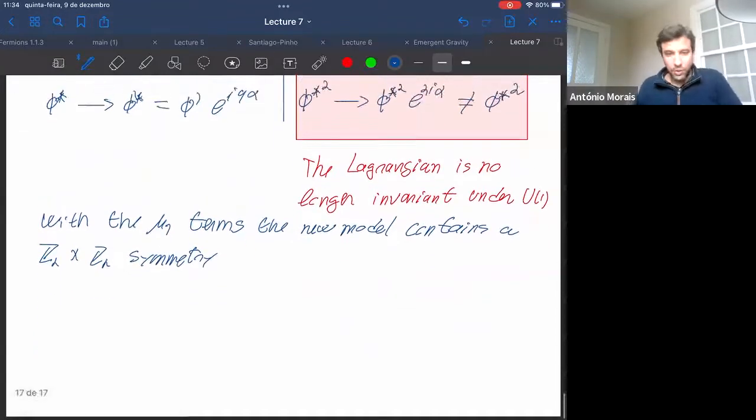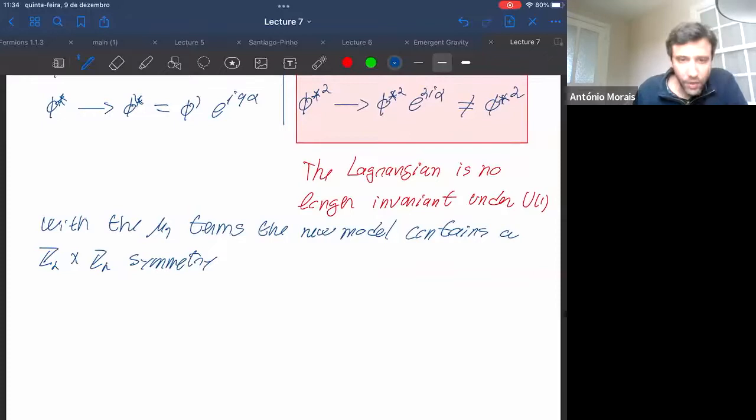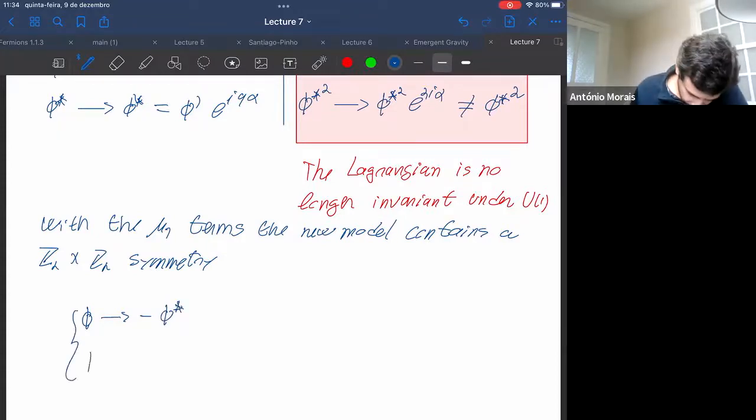What are these Z2s? So basically, in one of them, we see that phi goes to minus phi conjugated, and another Z2. We can call this Z2A and Z2B. Z2A is this transformation, and Z2B is this transformation. Phi goes to phi conjugated.